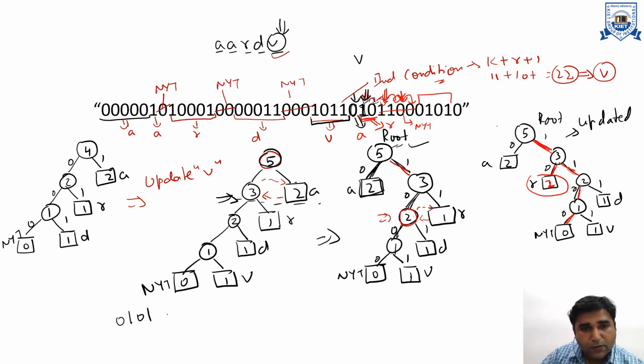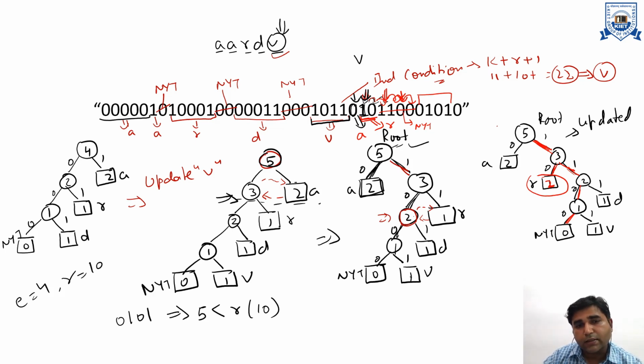Now what we have to do, the next 4 bits are 0 1 0 1. If we convert this binary number 0 1 0 1 into a decimal number, we get 5, which is less than the value of R, that is 10, because we know that E equals 4 and R equals 10. Okay, so it satisfies the first condition, and on the basis of the first condition, we have to read E plus 1 bits instead of E bits, which means we have to read 5 bits instead of 4 bits. We get 0 1 0 1 0. Okay, and 0 1 0 1 0 represents the number 10.